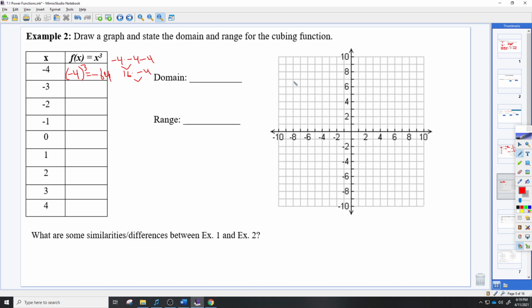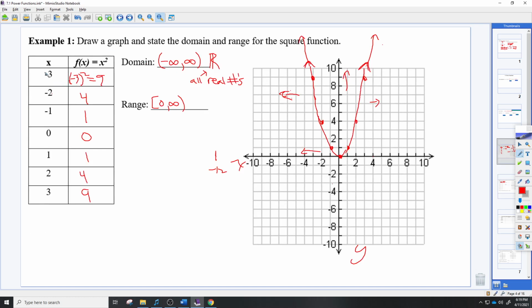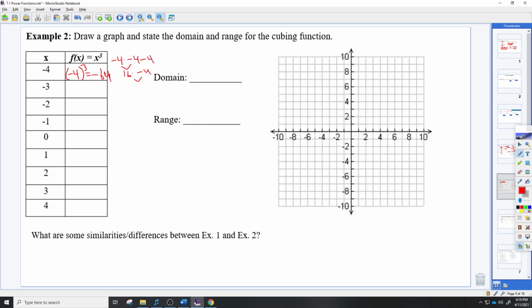Well, as you can see, we're not going to be able to plot that point. But in this particular case, when we plug in a negative, we do get a negative. In the last one, we did not plug in a negative and get a negative. It became positive.